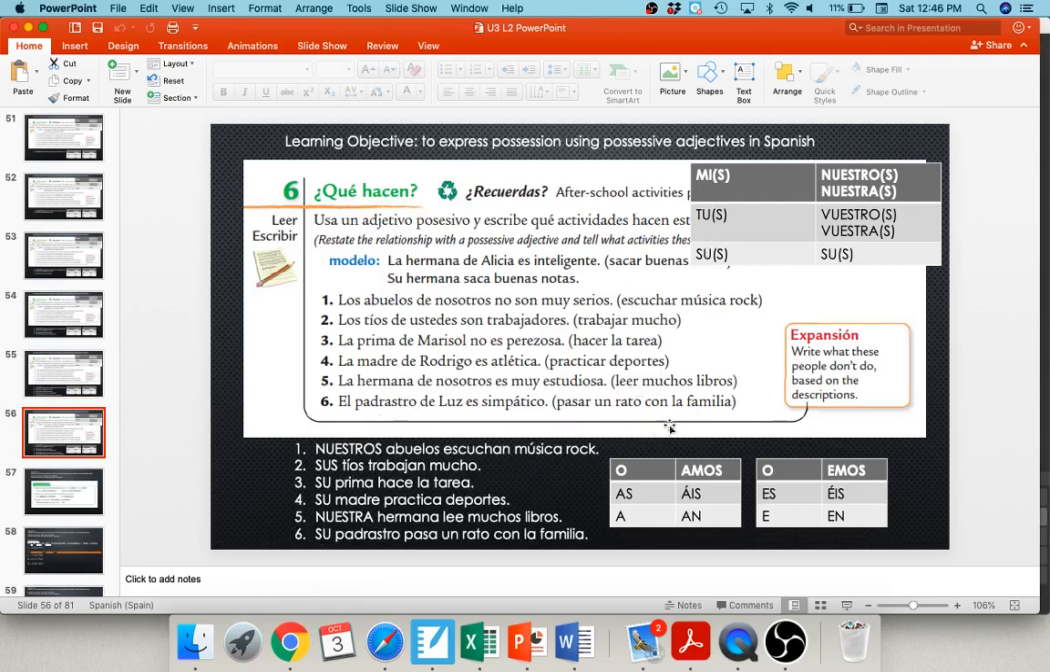And then to hang out with the fam, we're going to take pasar, chop off our AR. To say that he hangs out with, we're using our bottom left box. We should be adding an A here. Su padrastro pasa un rato con la familia. Okay, so all this time we've been working here with our learning objective to express possession using possessive adjectives in Spanish.